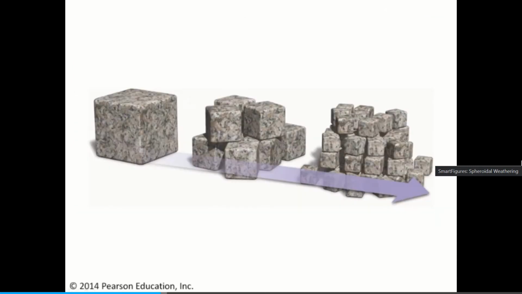Well, it goes back to what we were discussing in another Smart Figure, that basically the increase in surface area of rock due to physical weathering ends up producing more area for chemical weathering to attack.